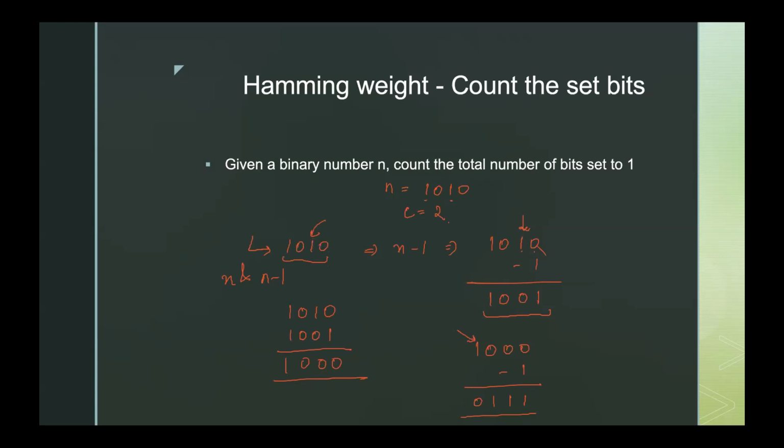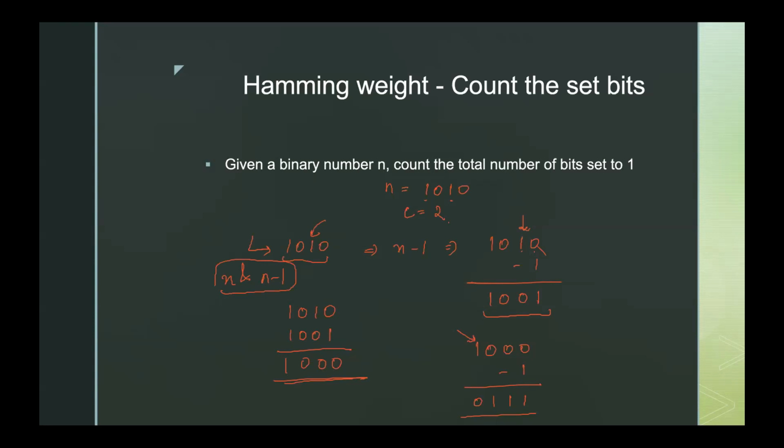Okay, so this is setting the first set bit from the right hand side. We know what this operation does. So in the original number, now we have only one bit set. What if we perform this operation again on this number? Okay, let's try to do that.